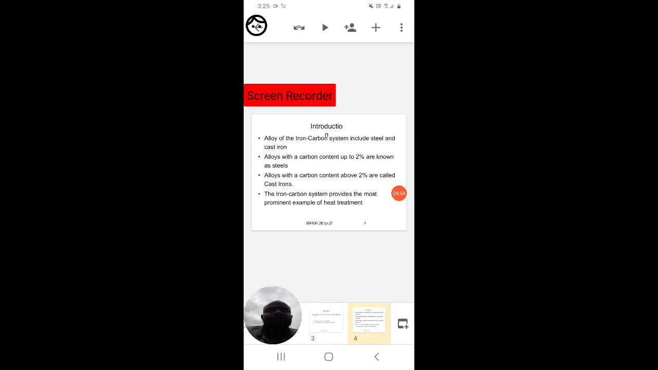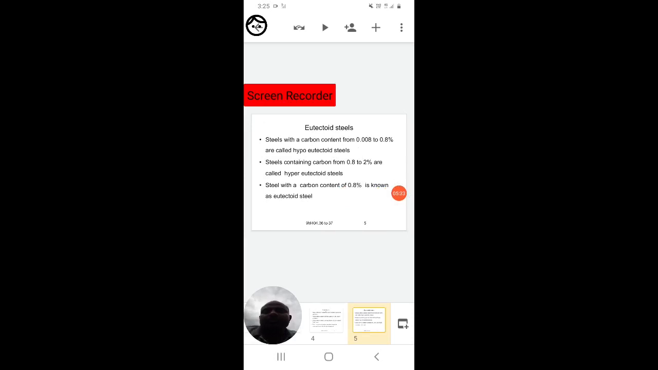Temperature is on the y-axis and percentage of composition is on the x-axis, by adding the carbon content with the help of interstitial solid solution. So in the main classification, alloys of the iron carbon system include steel and cast iron. Alloy with carbon content up to 2% is known as steel. Alloy with carbon content above 2% is known as cast iron. The iron carbon system provides the most predominant examples of heat treatment.